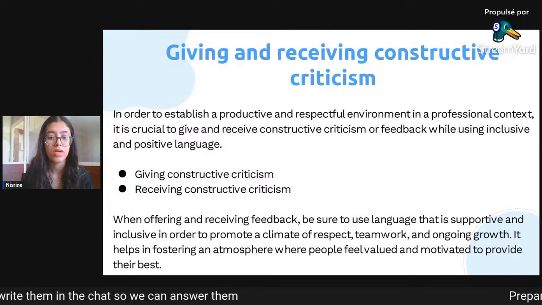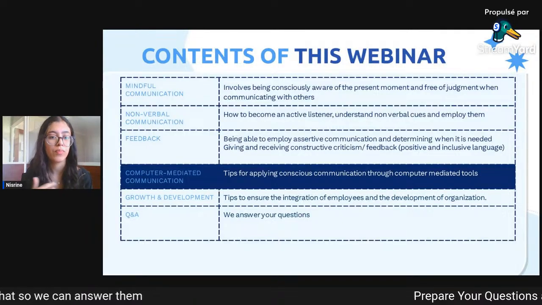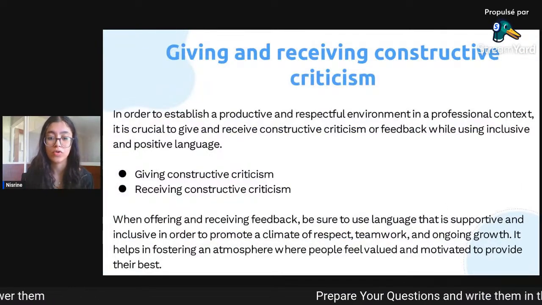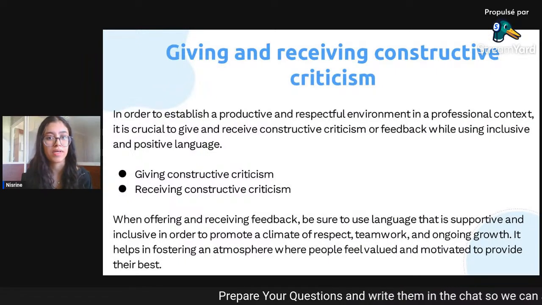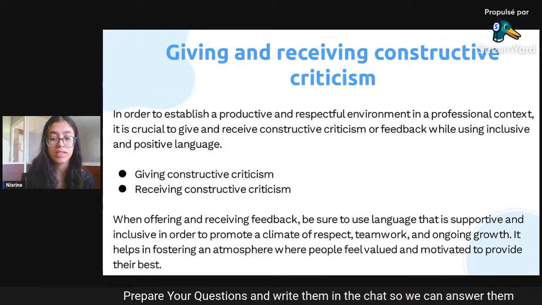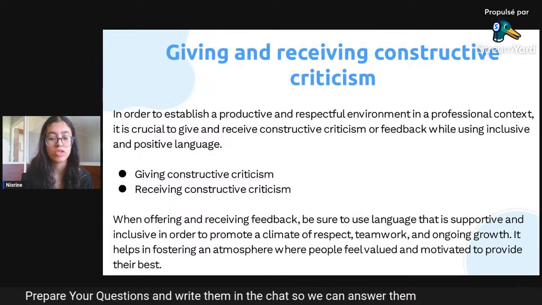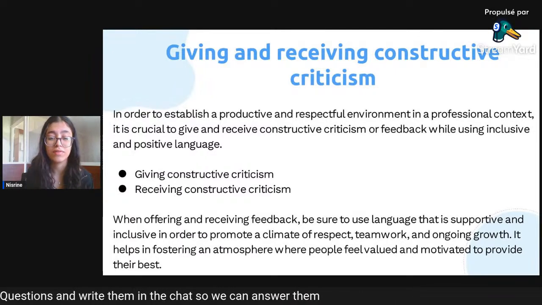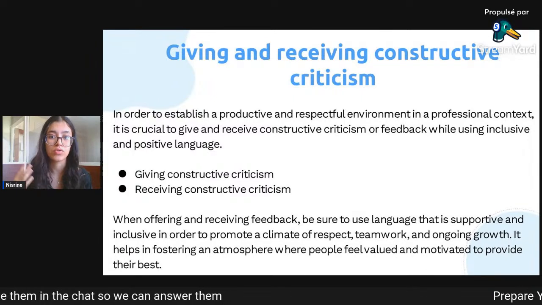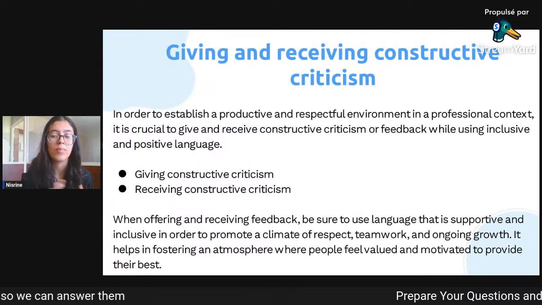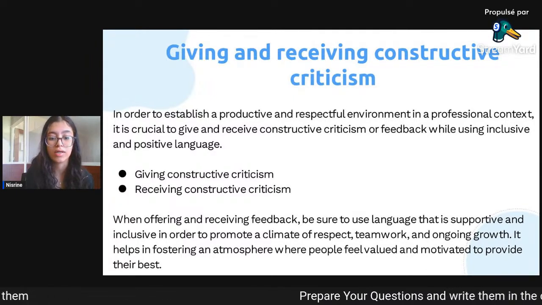Also, follow up. After receiving the feedback, follow up with the person to update them on your progress or changes made based on their input. And finally, maintain a growth mindset. So, embrace a growth mindset, believing that you can develop and improve into a better person with effort and learning.